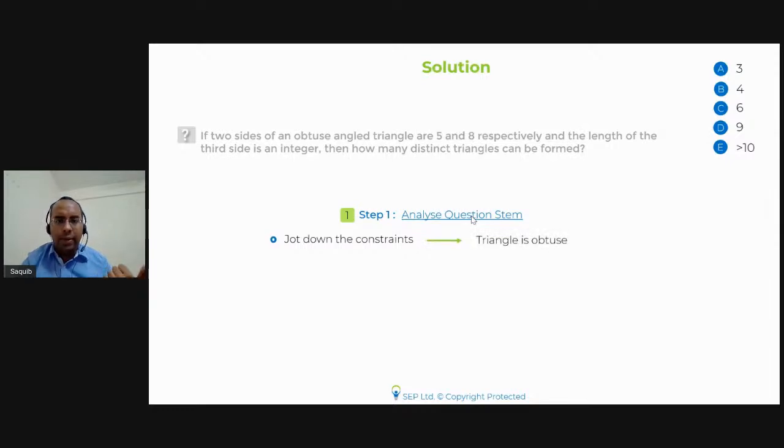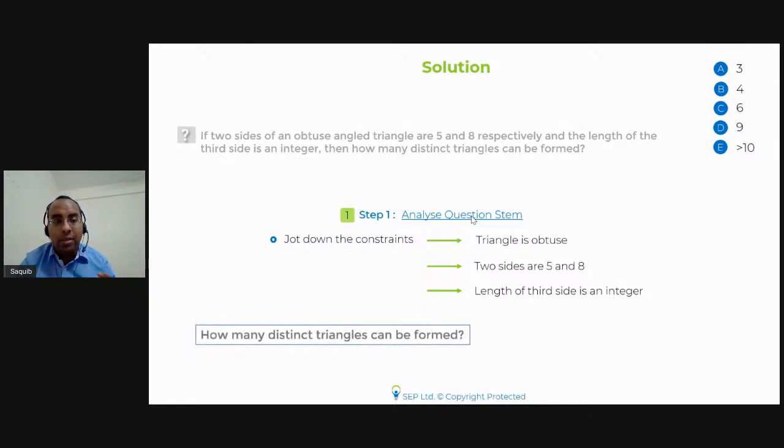Number 1, the triangle is obtuse. Second information, 2 sides are 5 and 8. Third important thing given is that the length of the third side is an integer. So I write it down, to make sure I don't miss anything. Everything is here on the paper. Now, I've been asked how many distinct triangles can be formed. Now you should ask yourself, okay, I need to find distinct triangles.